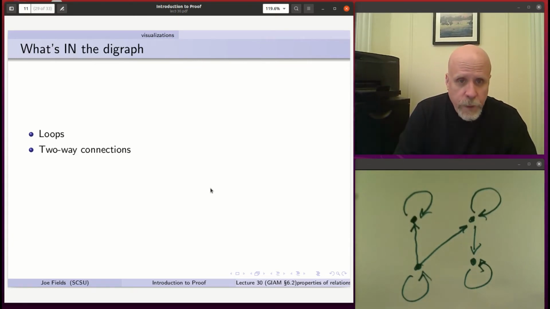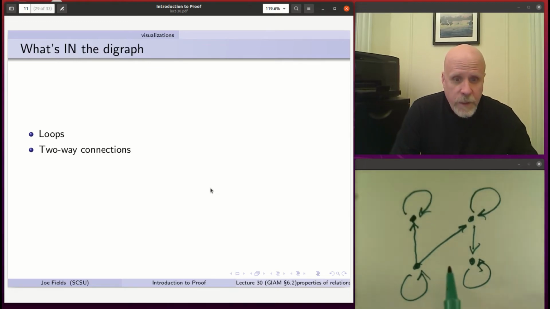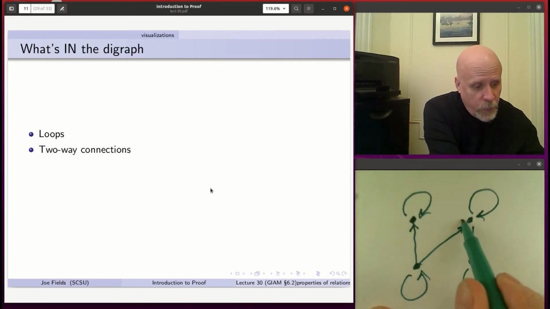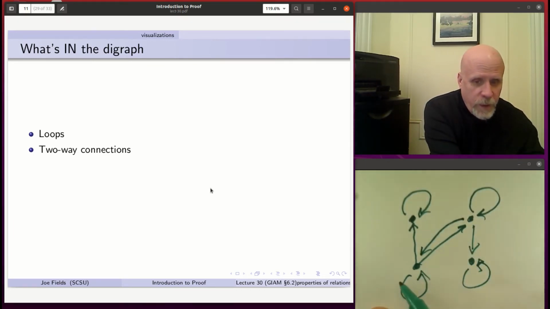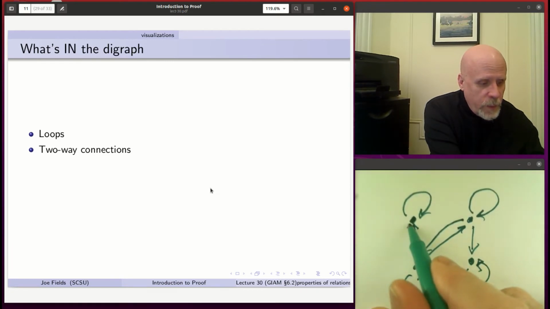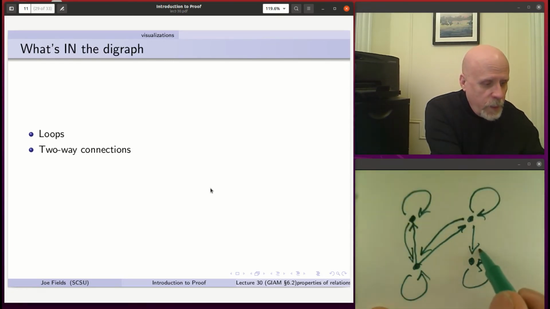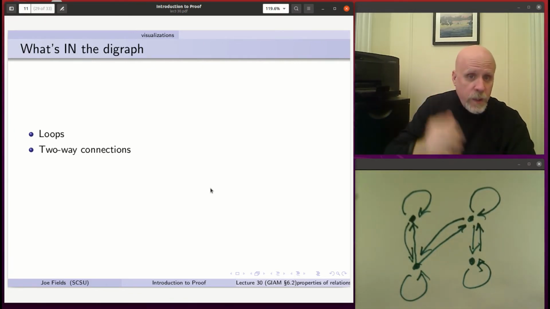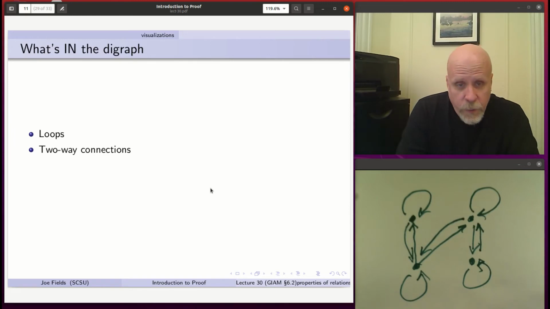Symmetry is another property we had, and what you will see in the digraph for a symmetric relation is there'll always be two-way connections. This thing has not got that right now, but I could make it so. I could say, well, if that one goes that way, I'll make another row that goes the reverse direction from it. Another one here that goes in the reverse direction of that one, and another one that way. As long as any connection exists, there's also the connection in the other direction. You've got symmetry. That's the way to visualize a symmetric relation.